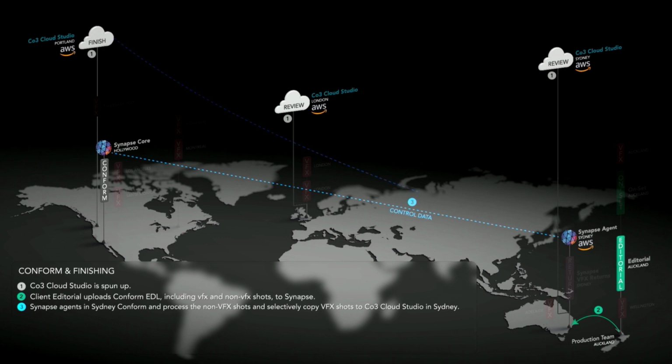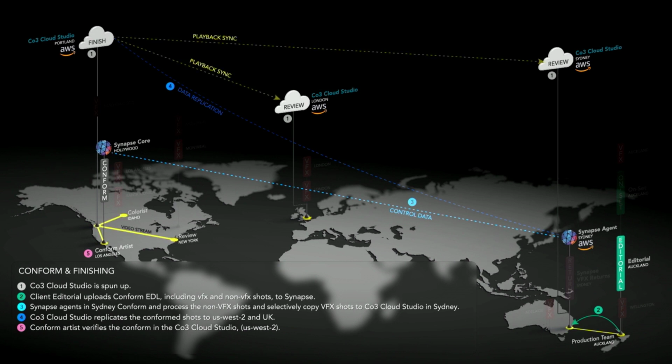Company 3 Cloud Studio replicates the Conform shots to US West 2 and the UK. Conform Artist verifies the Conform in the Company 3 Cloud Studio US West 2. Colorist starts a real-time collaborative DI session between US West 2, AP Southeast 2, and any other relevant locations. Participants viewing the stream are in Los Angeles, Idaho, New Zealand, and London.